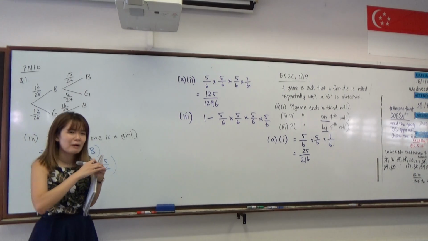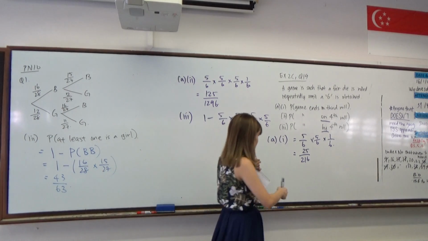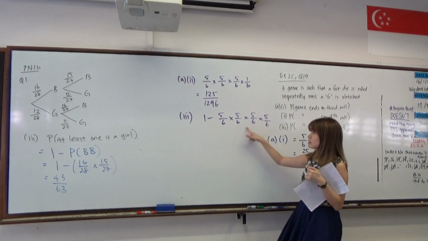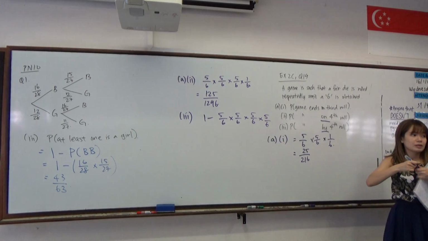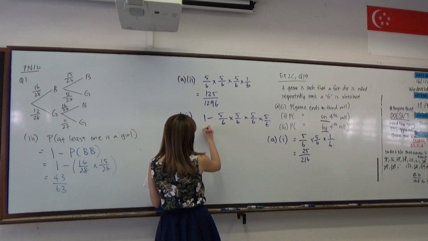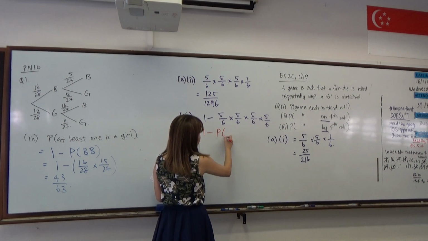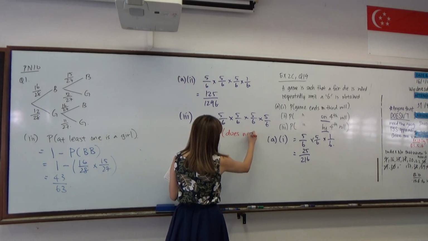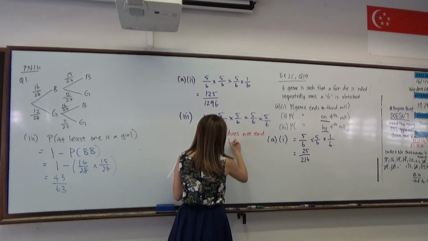Yes, it is faster, but why? What's the thought process behind it? What's this event that we're talking about? Okay, so actually the event that we're referring to over here is we're taking 1 minus the probability that it does not end by the 4th row.